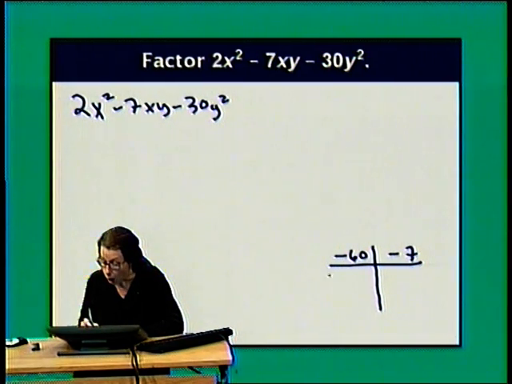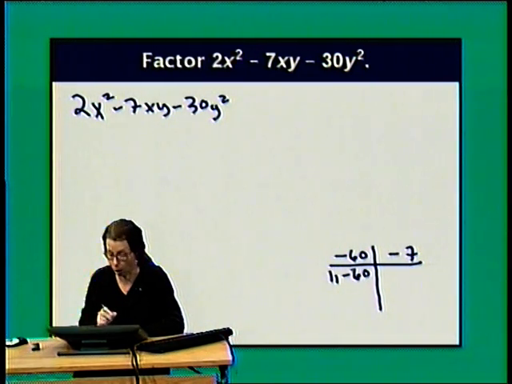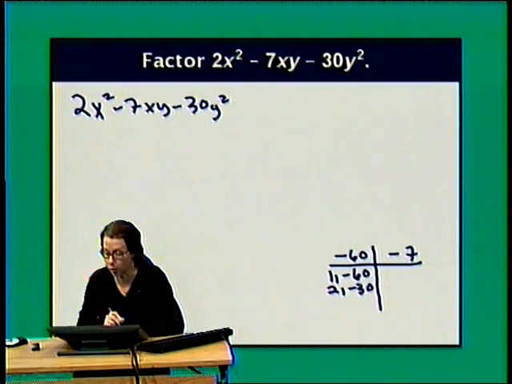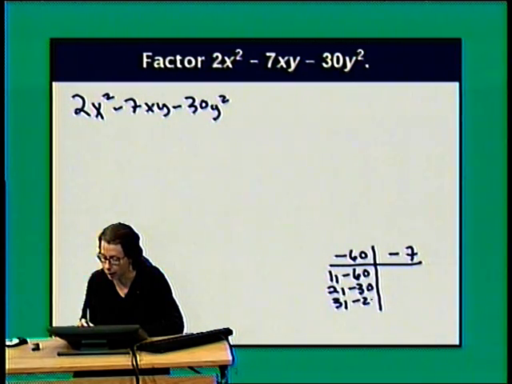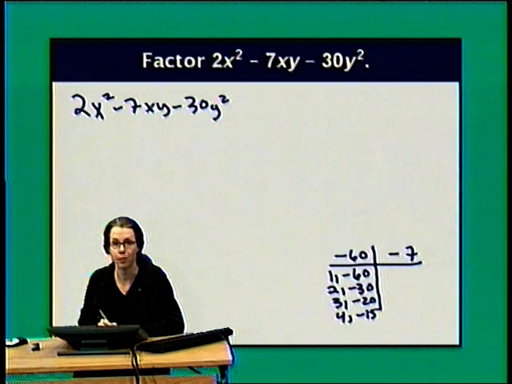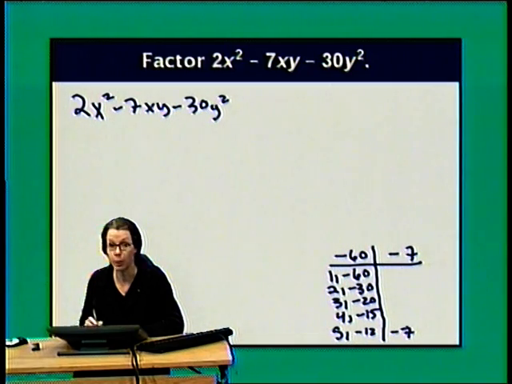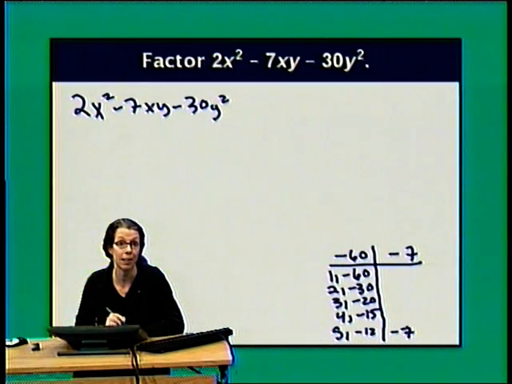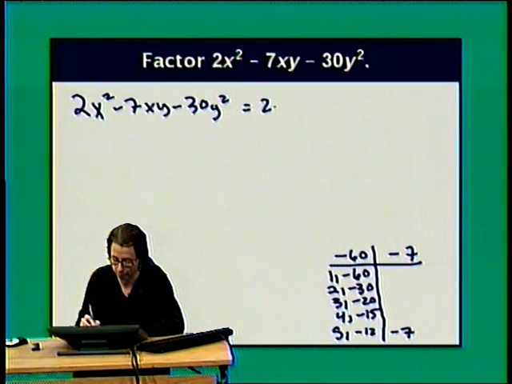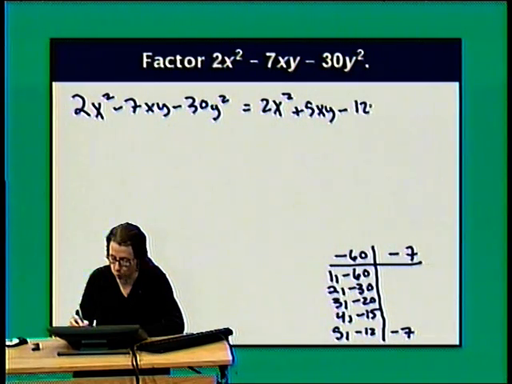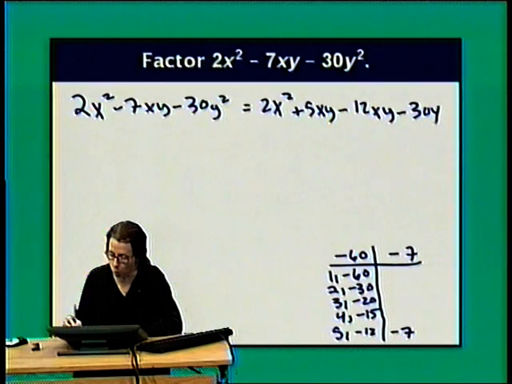Let's see. 1 and negative 60, that's certainly not going to work. 2 and negative 30, that won't work. 3 and negative 20, that's not going to work. 4 and negative 15, that's negative 11, that's not going to work. 5 and negative 12, there we go. 5 plus negative 12 is negative 7. Let's see if we can rewrite the xy term using 5 and negative 12 as coefficients. 2x squared plus 5xy minus 12xy minus 30y squared.